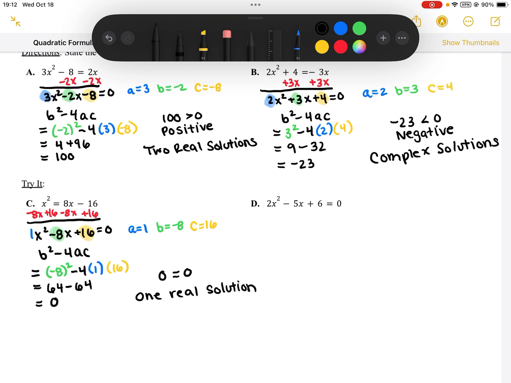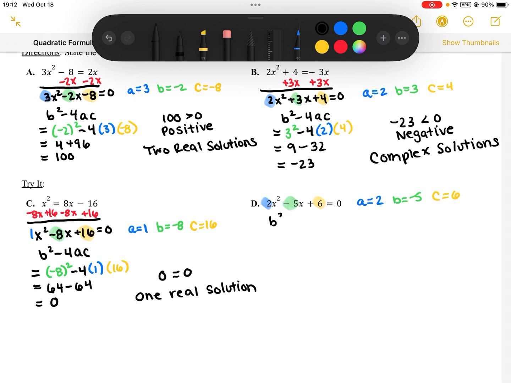Last one, D, 2x squared minus 5x plus 6 equals 0. This is already in standard form, so I can identify my a, b, and c right away. a, the coefficient of x squared, is 2. b, the coefficient of the x term, is negative 5. And then c, my constant, is 6.